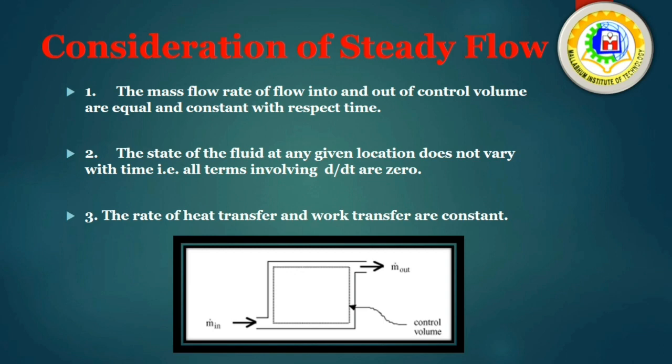There are some considerations in steady flow. Number 1, the mass flow rate into and out of the control volume are equal and constant with respect to time. Number 2, the state of fluid at any given location does not vary with time, that is, all terms involving d/dt are 0. Number 3, the rates of heat transfer and work transfer are constant in this process.